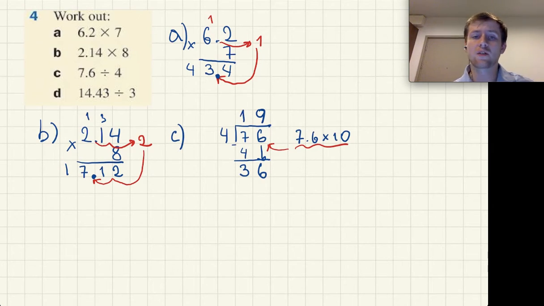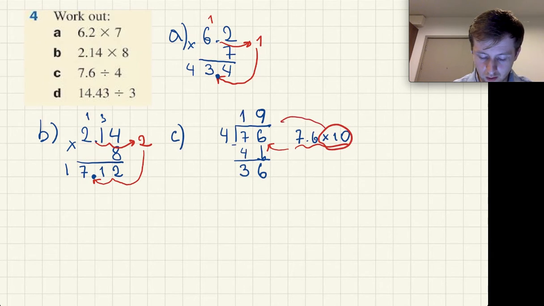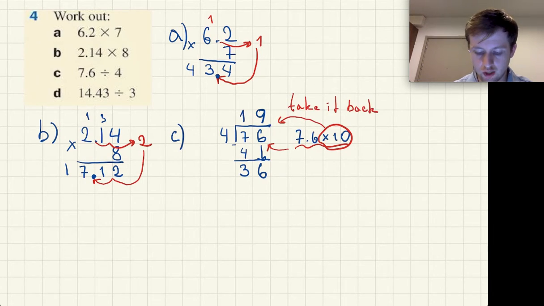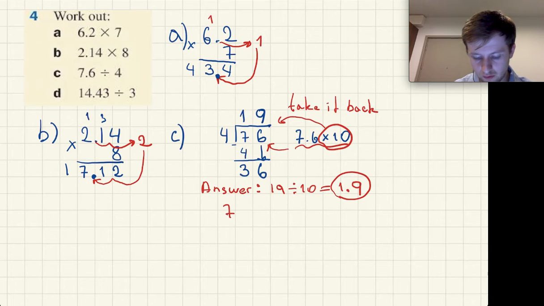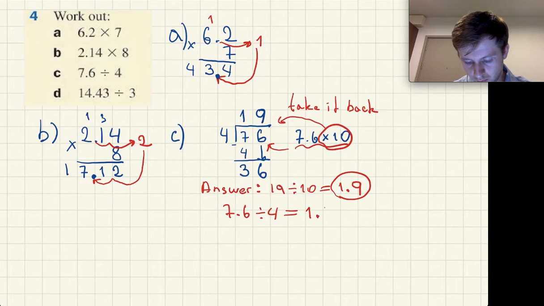Not really, again, we did times 10. Because we did times 10, now we have to take it back from 19. And now we actually have to do division by 10. So the answer is 19 divided by 10, which is equal to 1.9. So again, 7.6 divided by 4 is equal to 1.9, like this.